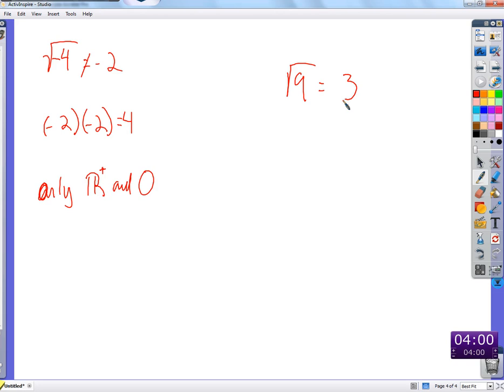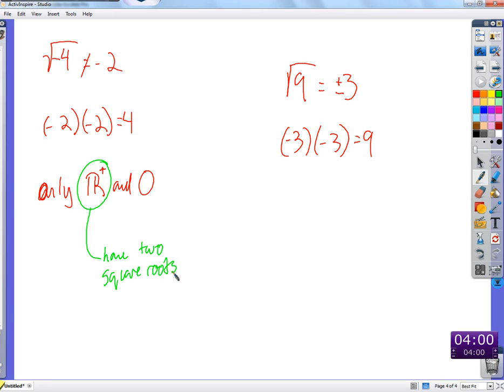Is there any other number that if you multiply it by itself, it'll also give you positive 9? Negative 3 would do that. Negative 3 times negative 3 also equals positive 9, so that must also be a square root of 9. So positive 3 and negative 3 are both square roots of 9. That's what that symbol means. It just means positive 3 and negative 3 are my answer. So all positive numbers have two square roots. One of them is going to be positive, one of them is going to be negative.